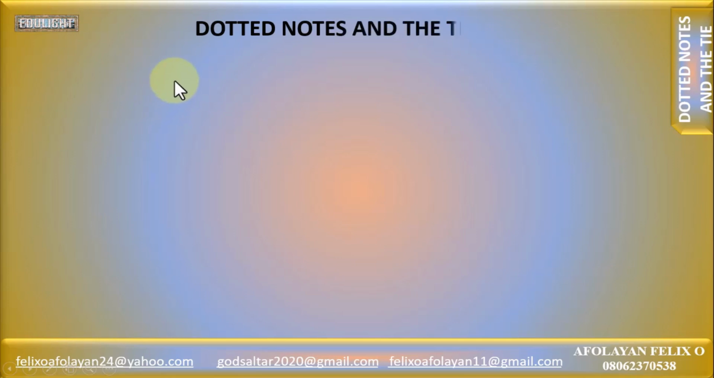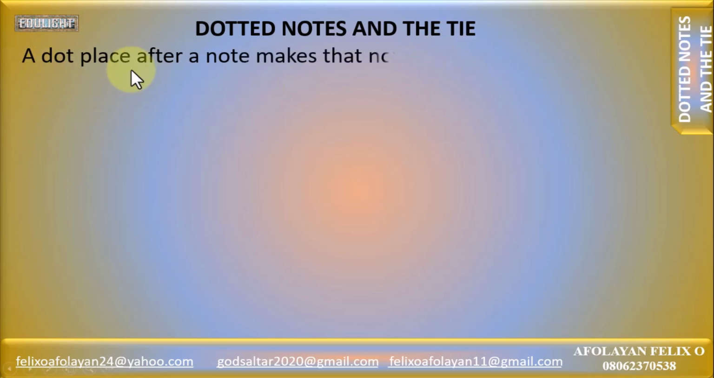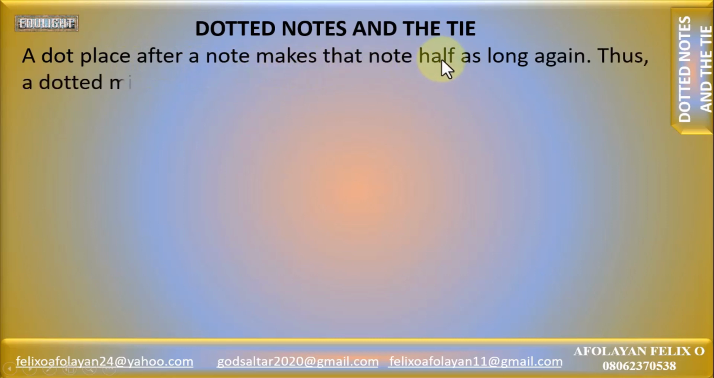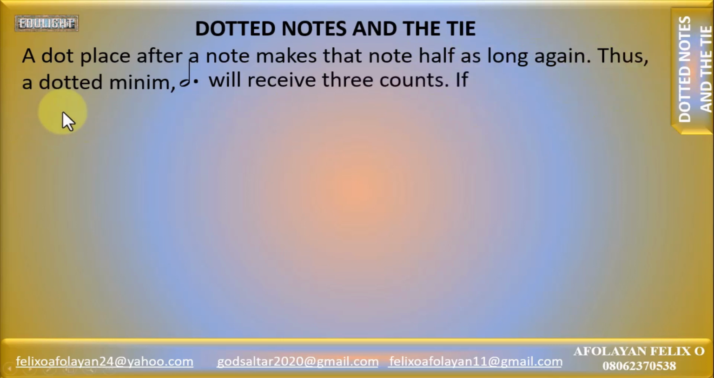Dotted note and tie. Use of dotted note and tie. A dot placed after a note makes that note half as long again as before, just as earlier discussed. So a dotted minim receives 3 counts.